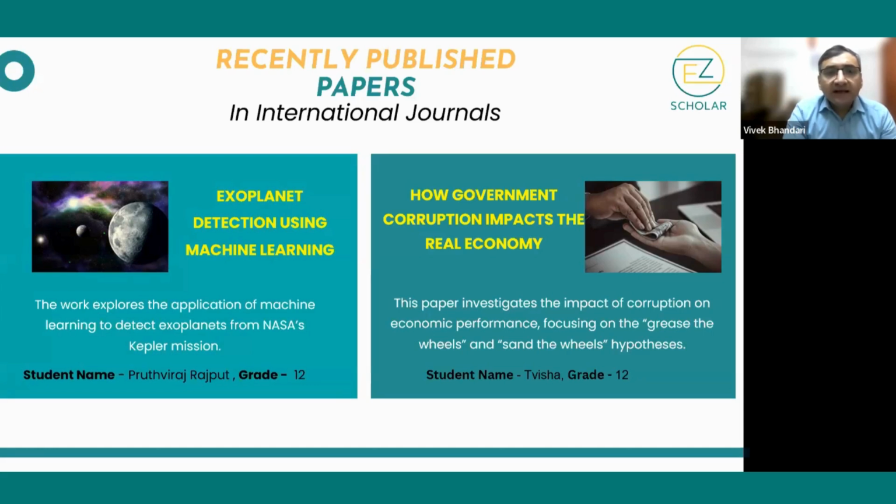The second paper on the right side, how government corruption impacts the real economy. For example, this student has an interest in politics, philosophy and economics, PPE. Similarly, the paper that she has done is investigating the impact of corruption on economic performance, focusing on the grease the wheels and sand the wheels hypothesis.